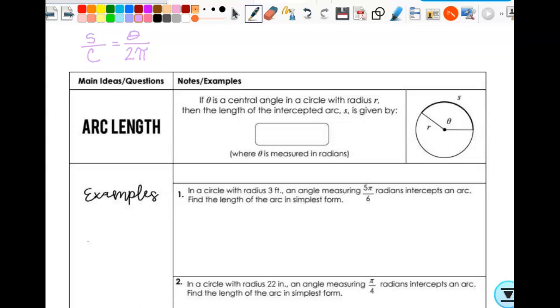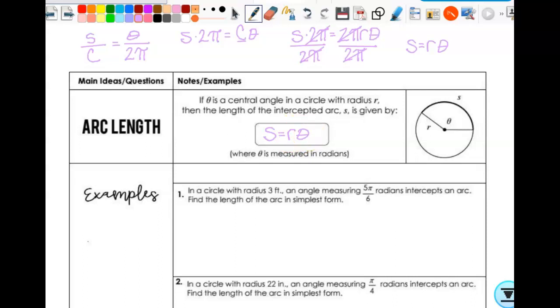So then when I cross multiply, I can multiply S times 2 pi, so S times 2 pi is going to equal C times theta. Okay. What is the circumference formula of a circle? 2 pi r. So instead of C, I'm going to put in 2 pi r. So I'm going to have S times 2 pi equals 2 pi r times theta. So at this point, if I just divide both sides by 2 pi, then those will cancel out, and I get that S is equal to r theta. Okay? That's your formula for arc length. S is equal to r theta.